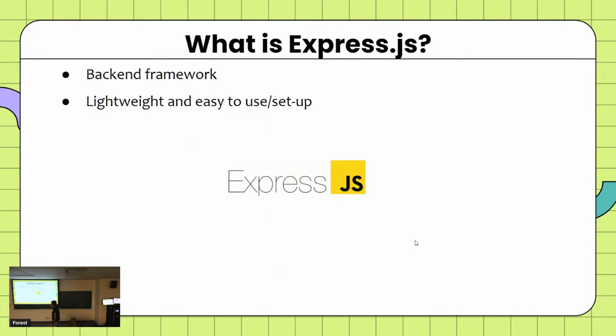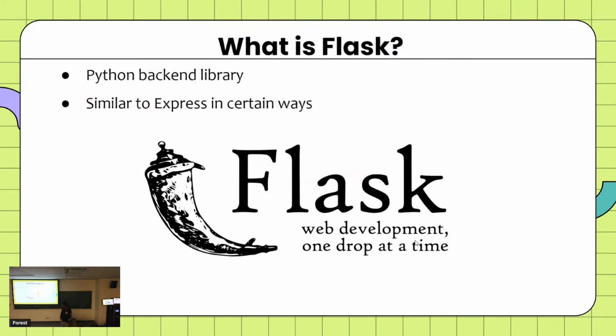So what is Express.js? It's a backend framework, essentially, lightweight and easy to use. That's the reason why I'm displaying this one. It's also the one that they use in the starter snake template. It's essentially JavaScript that defines a certain behavior. And then Flask is a Python backend library, similar to Express in certain ways in terms of being lightweight. It's easier to understand in certain aspects. Also, it's very widely used, so it's easy to pick up. And also, the Python starter snake uses Flask.